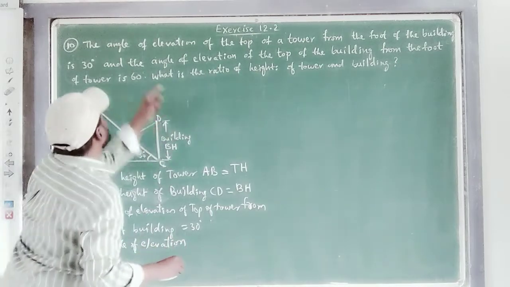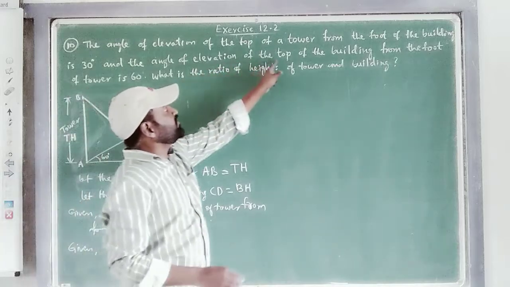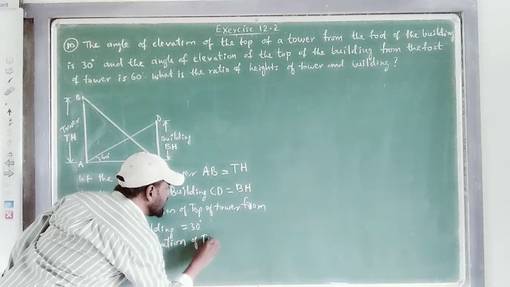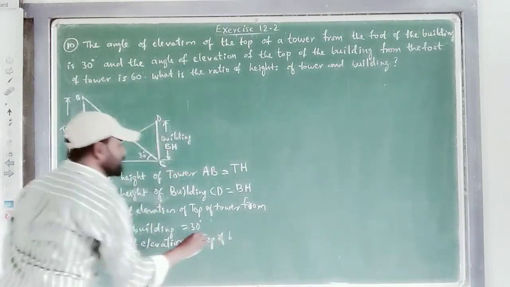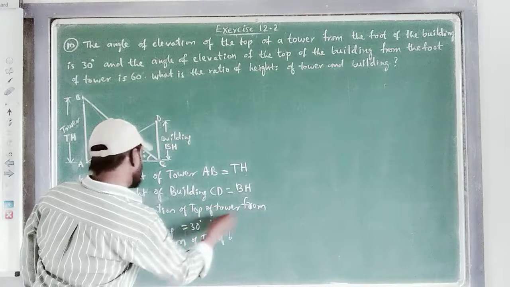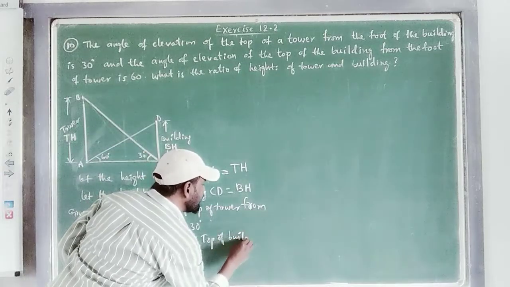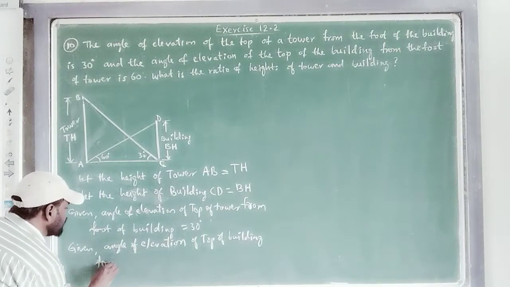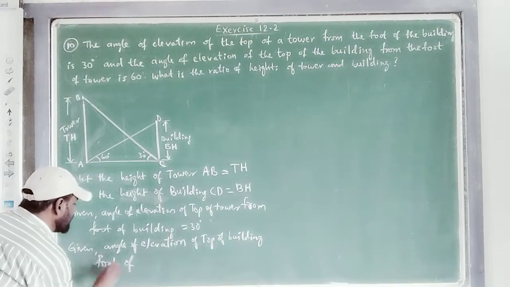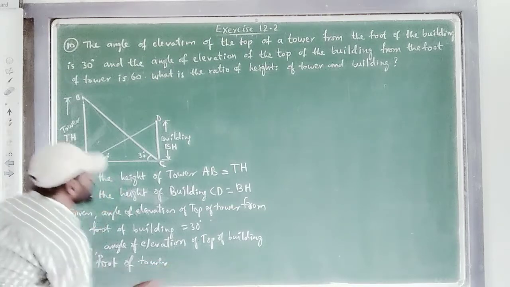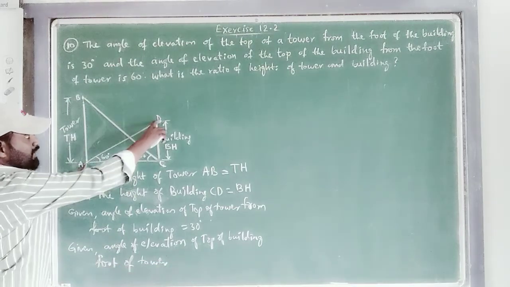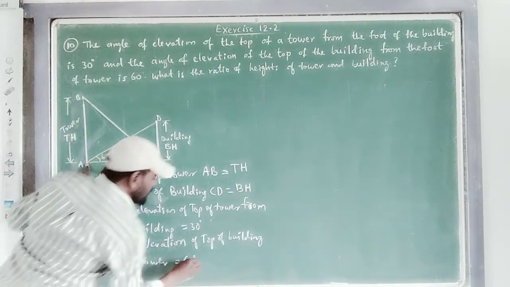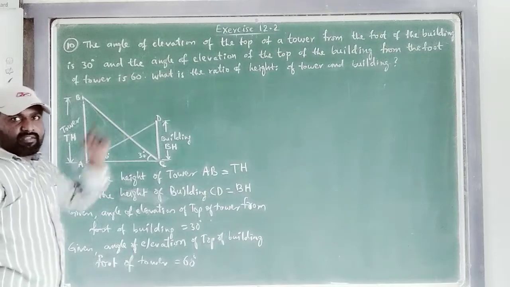Next, the given angle of elevation of the top of the building from the foot of the tower. The foot of the tower is here, the top of the building is here. How much angle? 60 degrees. This is the explanation about the figure according to the question.